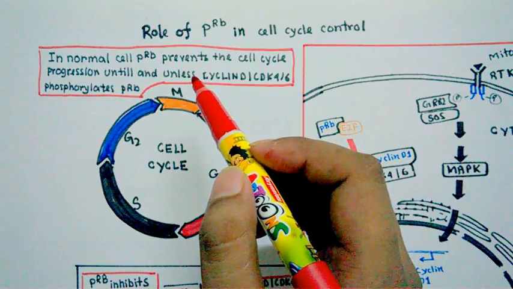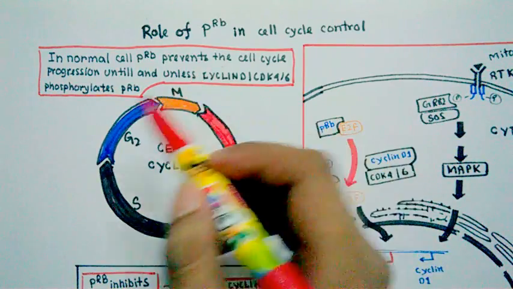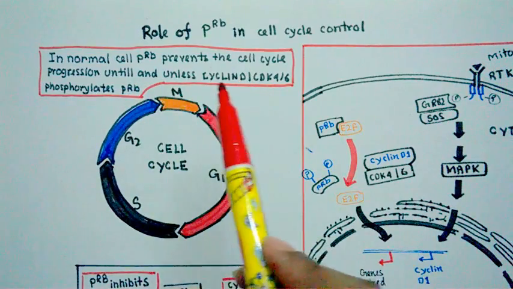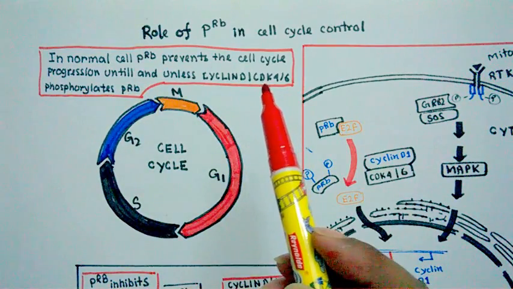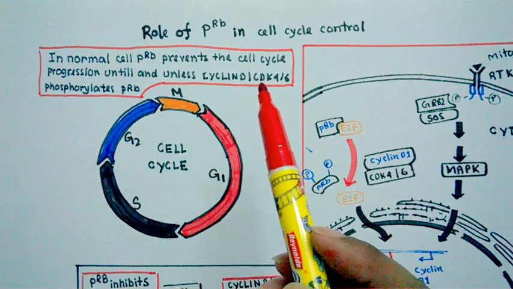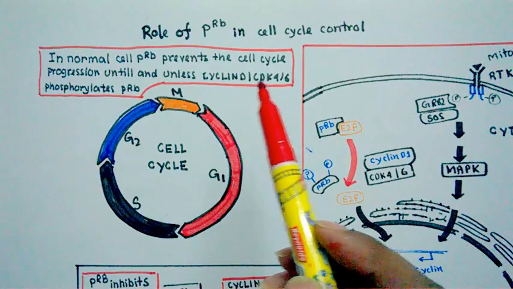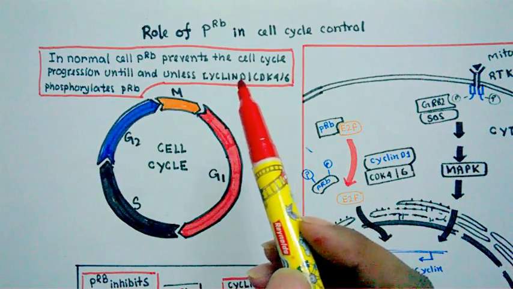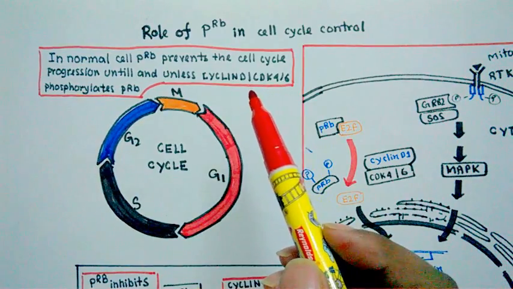So pRB can be thought of as a tumor suppressor, because pRB actually prevents cell cycle progression. So it prevents unpredicted or uncontrolled growth. So pRB is good in this sense, and it's a tumor suppressor protein.